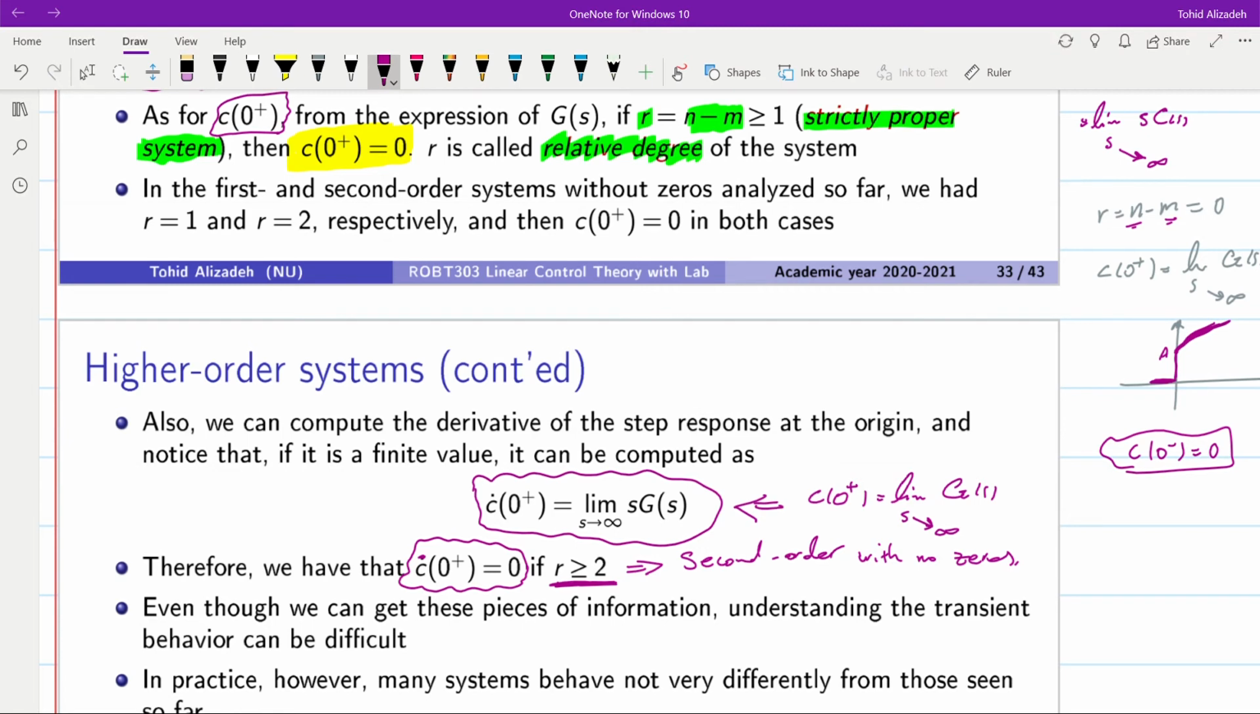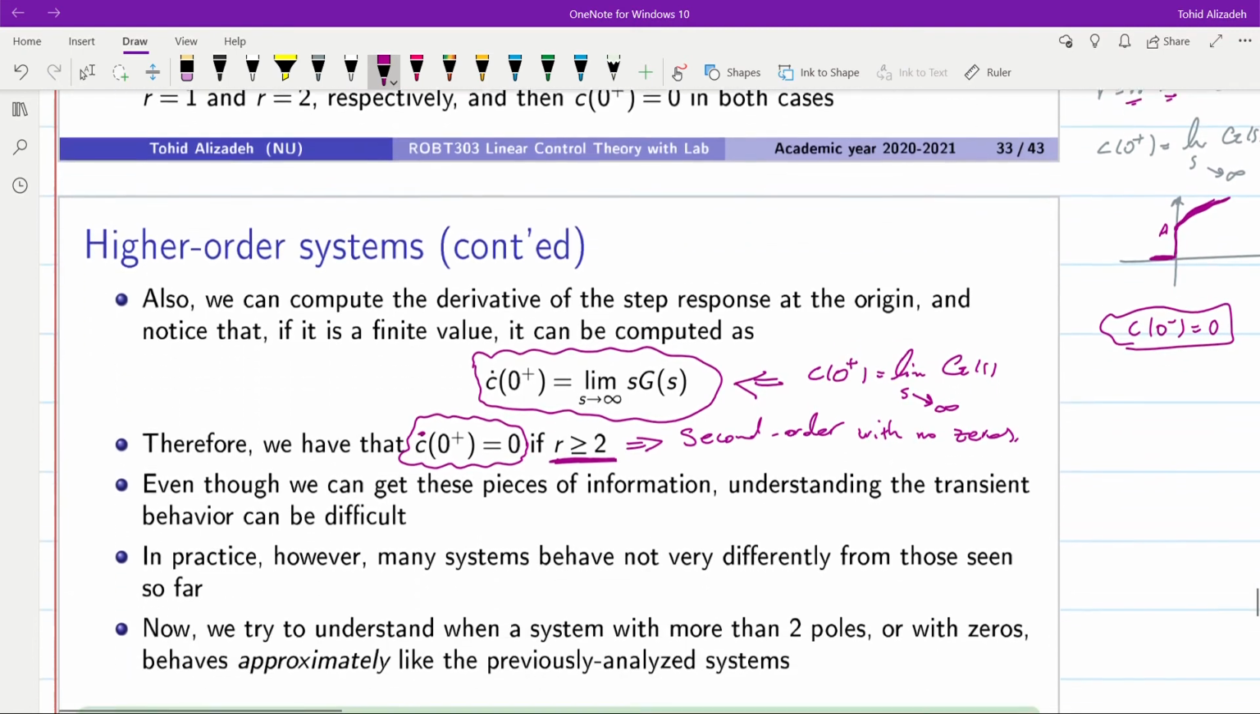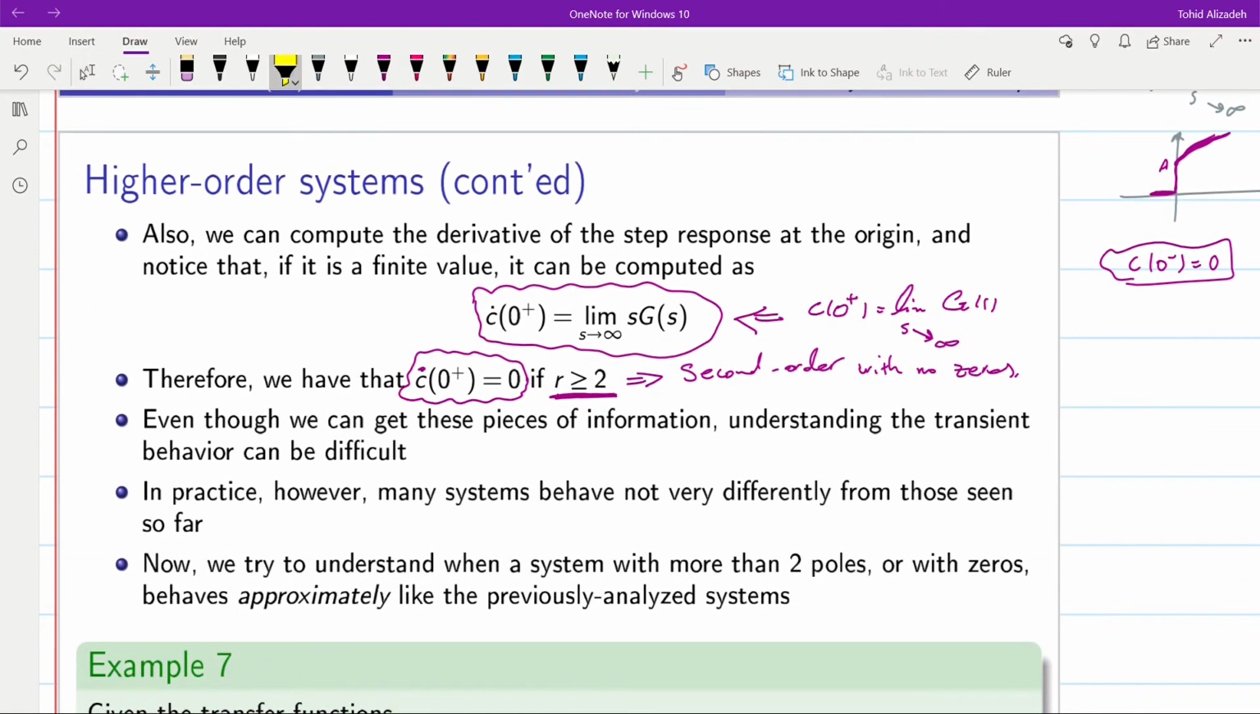So this is the kind of information that we can get by looking at the transfer function of the system, regardless of its order. But this information isn't enough in order to analyze the step response of the system. We will not have enough information regarding the transient behavior of the system particularly. We might know how the response will behave right at the beginning at 0 plus. We may have the information regarding the steady state behavior, but we don't know how the changes will happen from 0 plus until infinity.